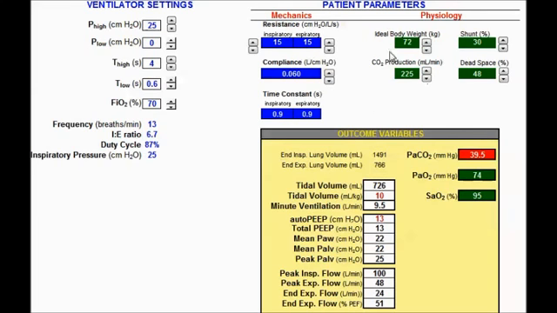Under physiology, I'll put in my ideal body weight, which is 72 kilograms. We're going to keep this, and these are going to remain constant. And we'll look at the outcome variables, specifically what kind of tidal volume it generates, if it's lung protective, and auto PEEP. So this is a little introduction to the APRV simulator.